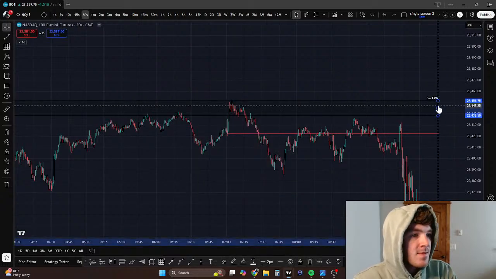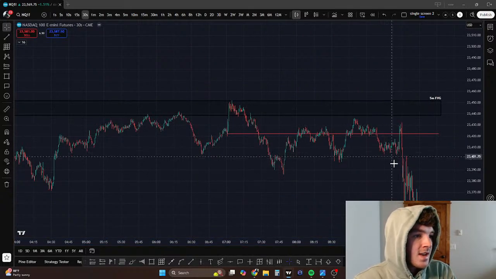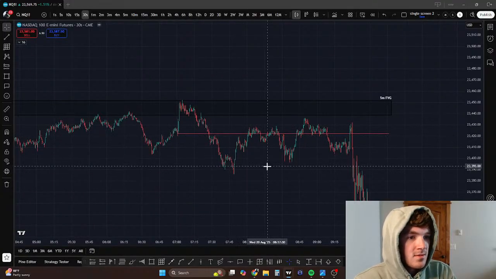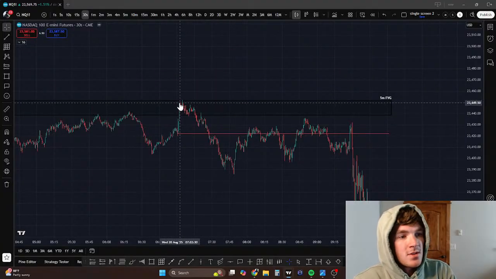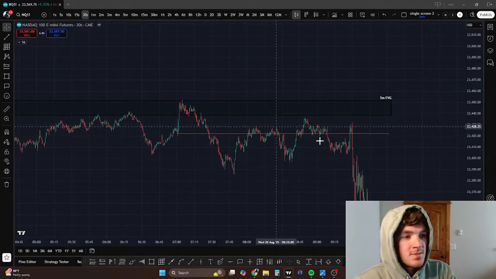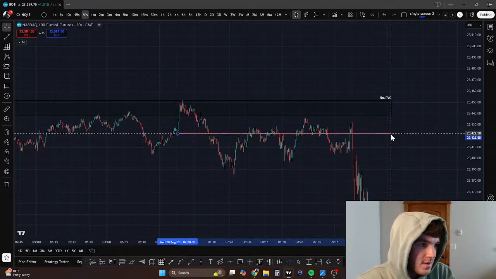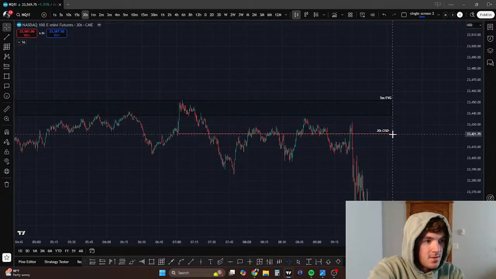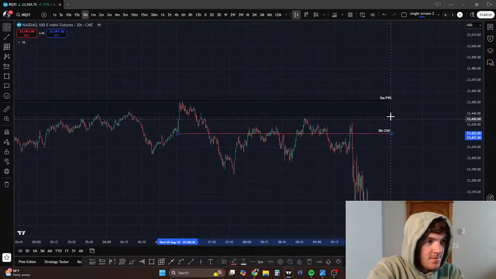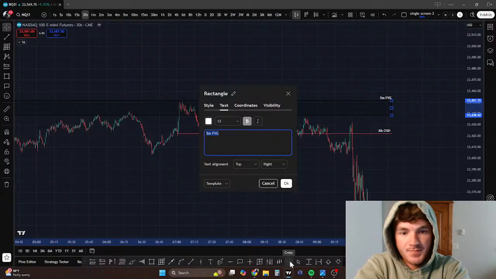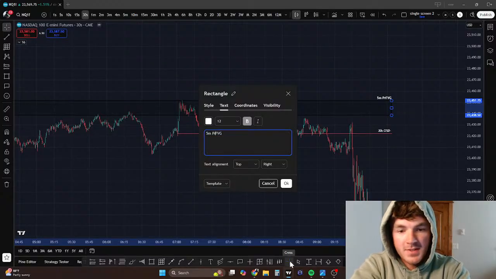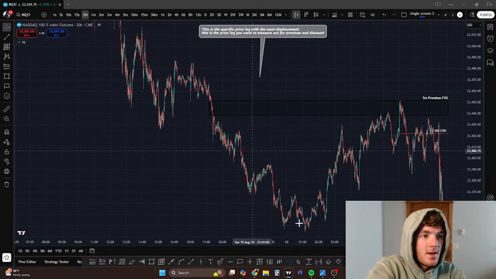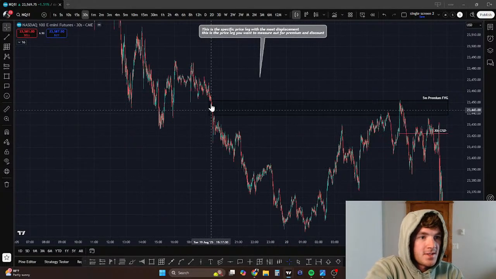I think maybe the best way to take this is as an inducement of this high. You could take it as an inducement of this high too. Only thing is, these are low resistance, so it's possible that we swept them. So, 5-minute premium fair value gap. This is the most obvious fair value gap, in between here and here.